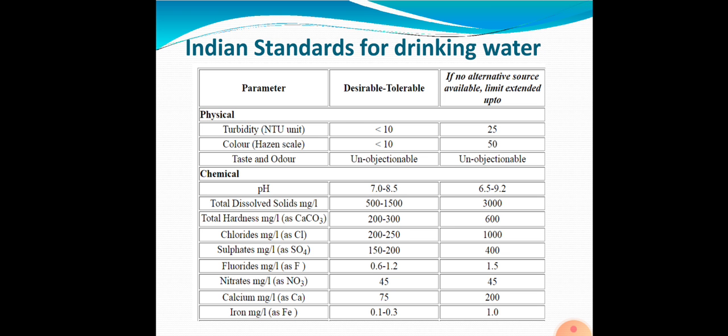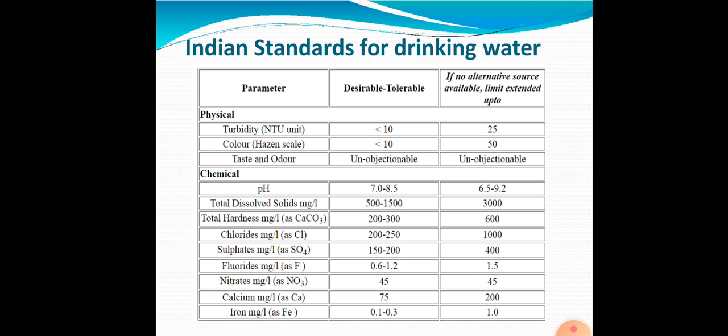And color, again we had discussed in the previous class. The desirable or tolerable limit is less than 10. And when it comes to taste and odor, it should be unobjectionable. There should be no taste, there should be no odor. Only then can we say water is fit for drinking. Likewise, you can see various other parameters listed here. For the pH of drinking water, the desirable value is between 7 to 8.5, and the allowable one is what is given in the third column as you see here.